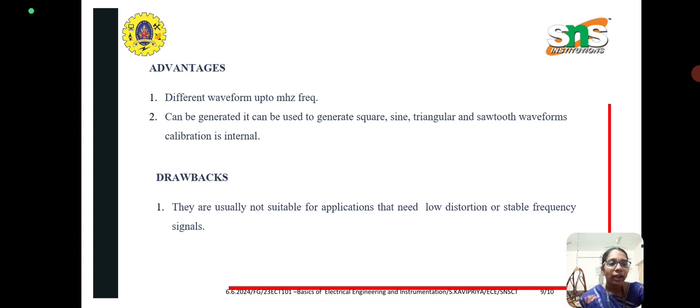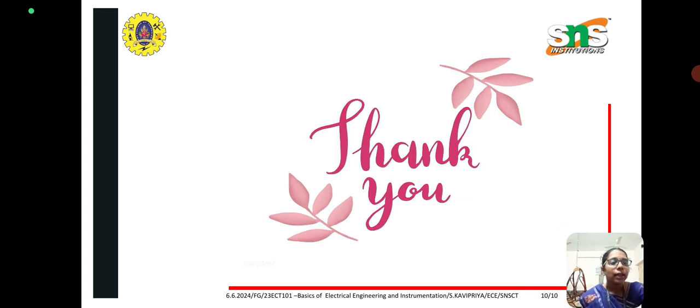And next are the advantages of a function generator. It is used for generating different waveforms, and the frequency can be varied up to several megahertz. It can be used for generation of waveforms like square, sine, triangular and sawtooth waveforms, and the calibration is internal. The drawback is that they are usually not suitable for applications that need low distortion or stable frequency signals. So that's all about the construction, block diagram, working principle, applications, advantages and drawbacks of the function generator. Thank you.